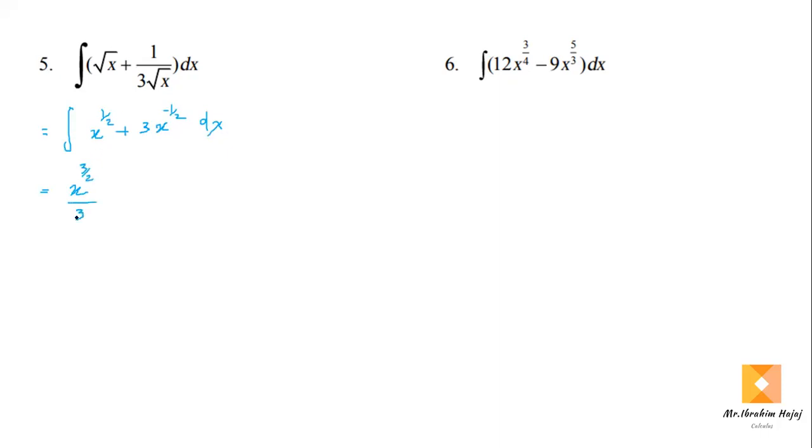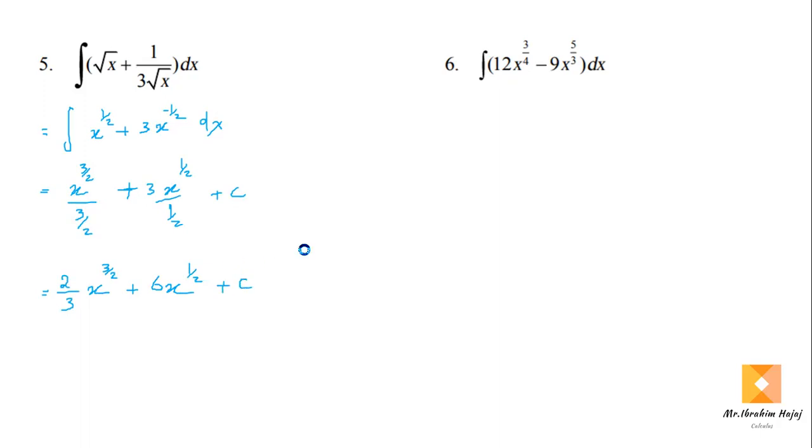Over 3 over 2, the new exponent. Right. Plus 3 x to the power half over half, plus c. Now rewrite it in simplest form. The denominator of the denominator is numerator, so this 2 comes up here as numerator: 2 over 3 x to the power of 3 over 2 plus 6x to the power of half plus c.